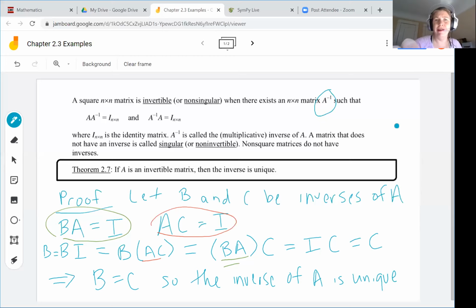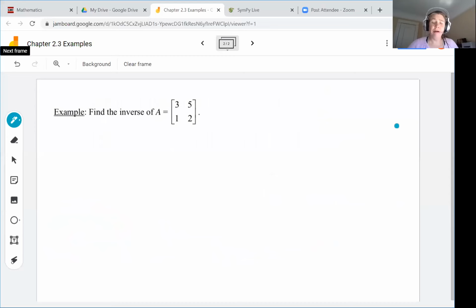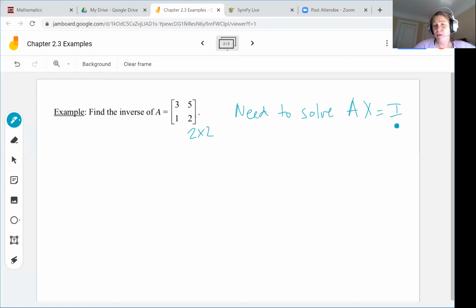All right, let's take a look at an example. So we are going to find the inverse of this matrix A. This is a 2 by 2 matrix, and we're going to do it by hand, and then we're going to verify our calculations using Sympy. All right, so we need to solve the system AX equals I to find what the matrix X is that works as an inverse for matrix A to give us the identity.